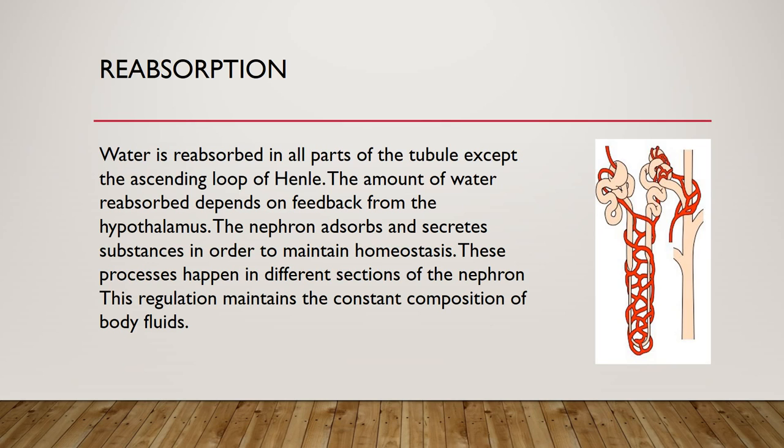The nephron absorbs and secretes substances in order to maintain homeostasis. These processes happen in different sections of the nephron. This regulation maintains the constant composition of the body fluids.